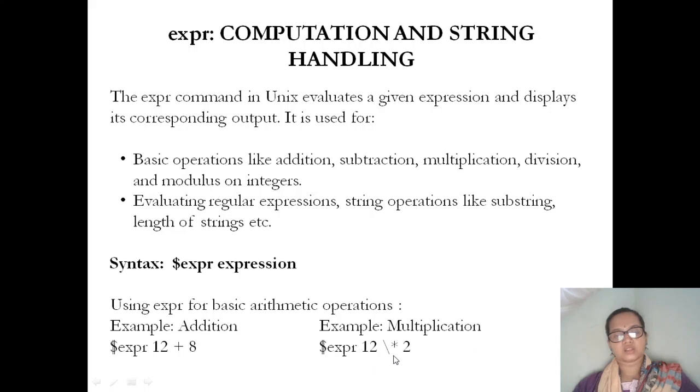Multiplication, and this is EXPR. We have to give an escaping character, a meta character, that is a backslash. If you give any of these, it retains its original meaning. So for that reason it has been given with a backslash, 12 into 2. So it will go for a multiplication.